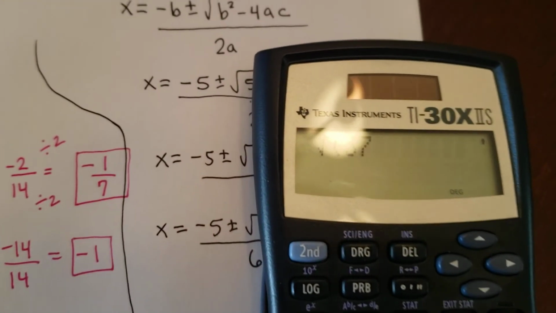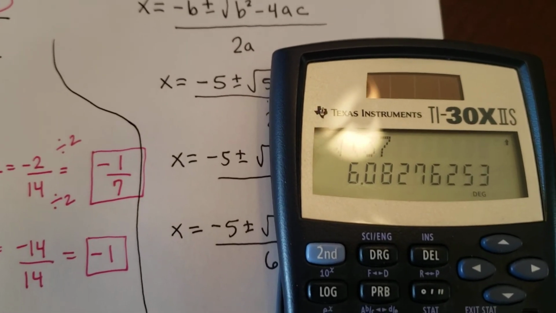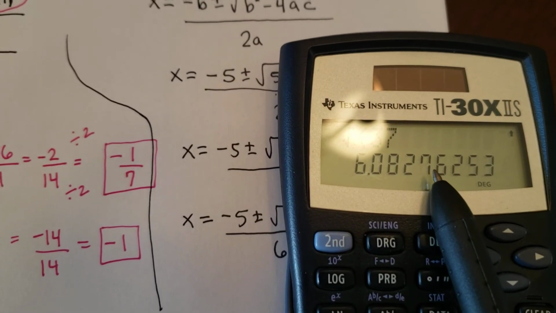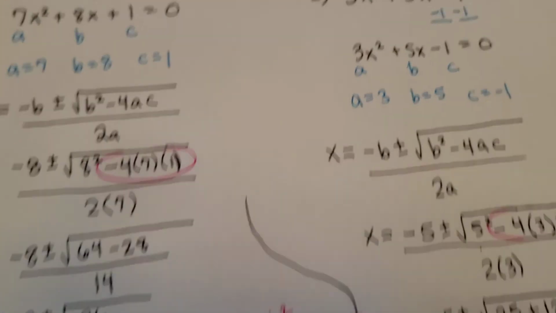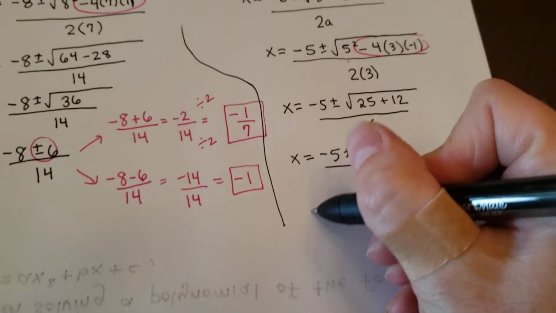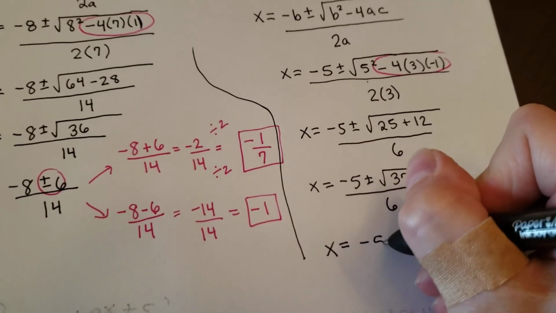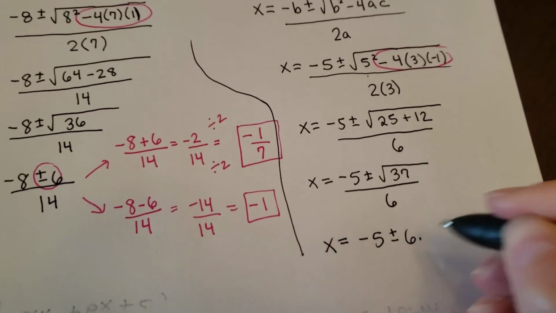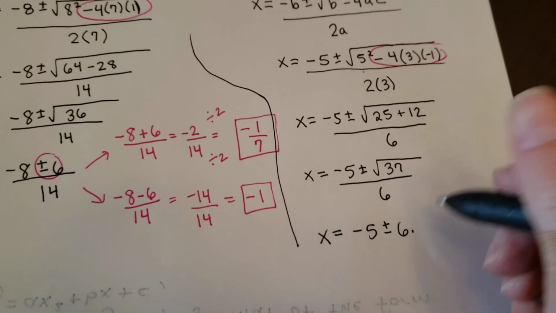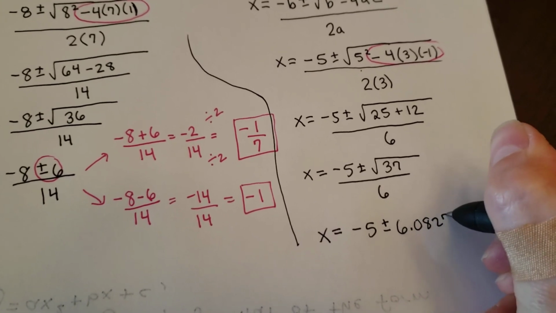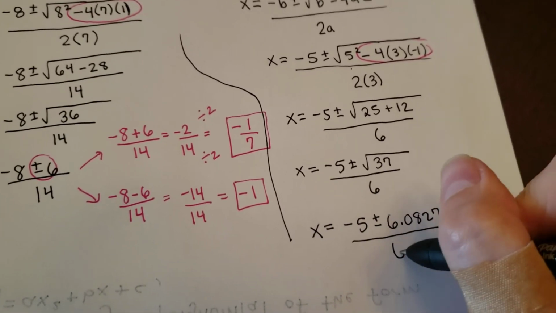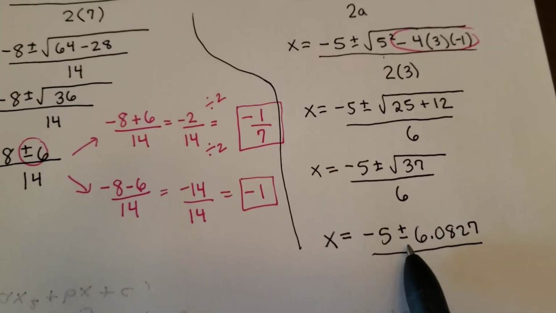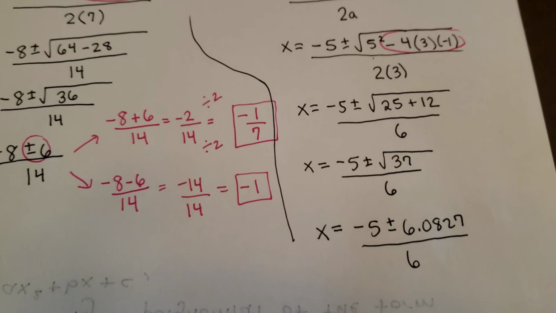And you're going to see that I get a very long decimal. I'll take 4 decimals. So 6.0827. So x equals negative 5 plus or minus, you won't put the radical anymore, but you'll put 6.0827 over 6. And now this is just like the other problem where we're going to need to write this number twice, once with positive, once with negative.